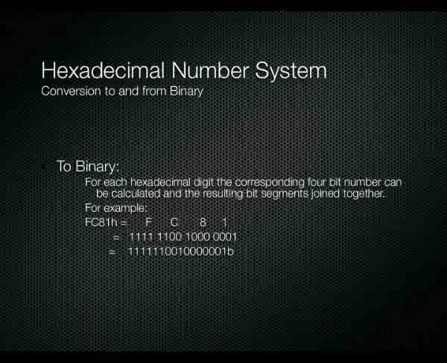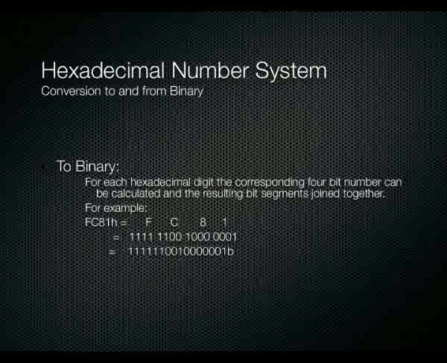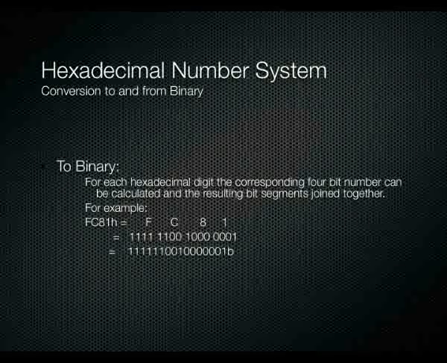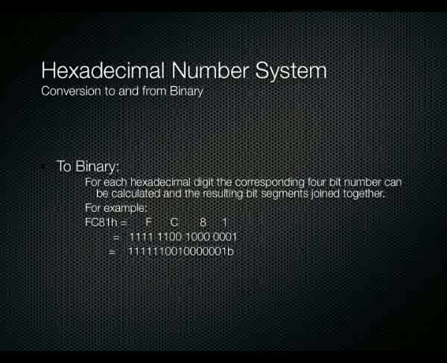We then take our F, which is 15, and convert that into our 4-bit binary number, which in this case is 1111. Then we take all those numbers and simply join them all together to make one big giant 16-bit number.